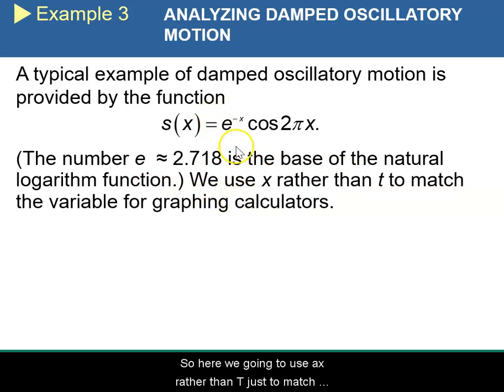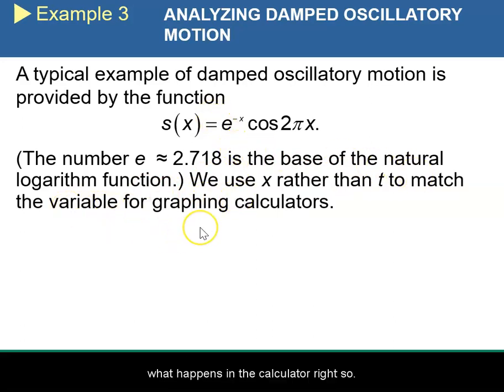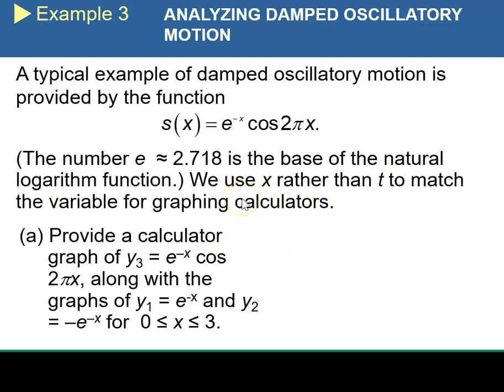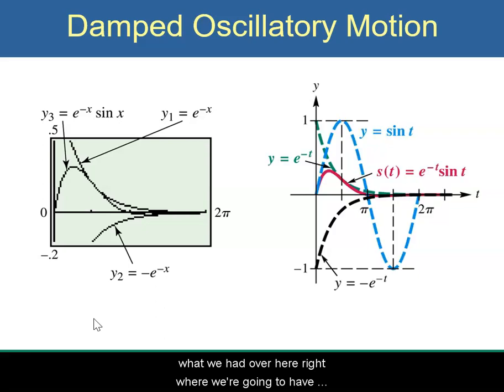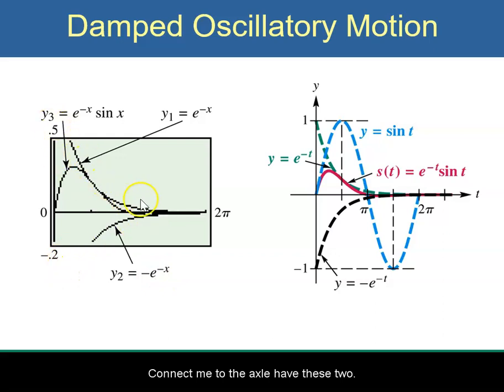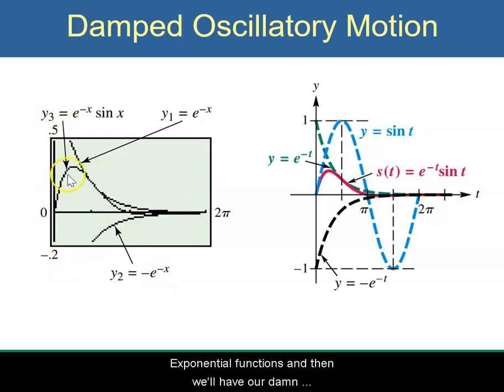So here we're going to use x rather than t just to match what happens in the calculator, right? So let's say we want to provide a calculator graph of a y function that is e to the negative x times cosine 2 pi x, along with two other functions, one of them being y equals e to the negative x and y equals negative e to the negative x. So it'll look very, very similar to what we had over here, right? Where we're going to have an e to the negative x and negative e to the x. So we'll have these two exponential functions, and then we'll have our damped function. The only difference is that it'll be e to the negative x cosine 2 pi x, right?